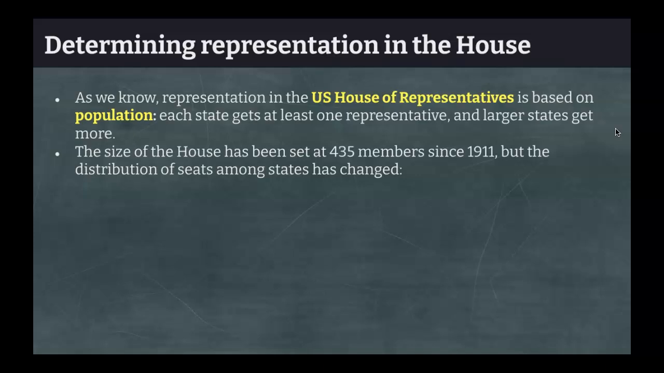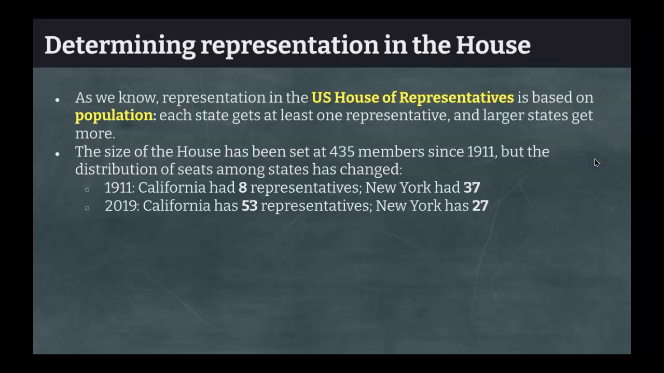The distribution of seats among the states changes. In 1911, for example, California had 8 representatives and New York had 37. In 2019, California had 53 representatives in the House of Representatives and New York has 27. What do you think happened?